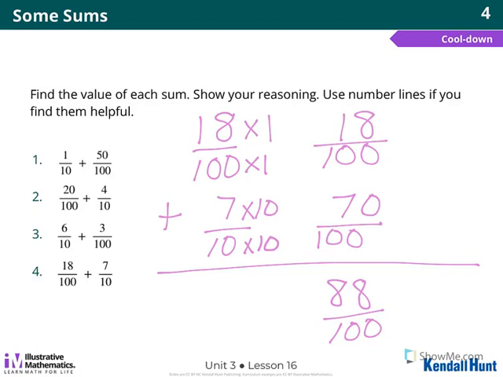For this question, most of you got it correct. Those of you who missed it, it's because you did not add 18 and 70 correctly. It has to be written as hundredths. This one cannot be written as tenths.